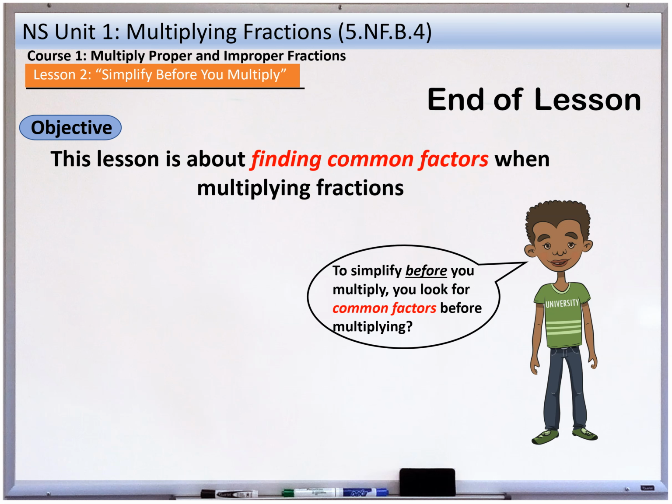All right, just a quick lesson, guys, just to show you when you're multiplying fractions, proper times improper, mixed, whole numbers, look to see if you can simplify before you multiply. It makes your simplifying a lot easier than waiting till the end.